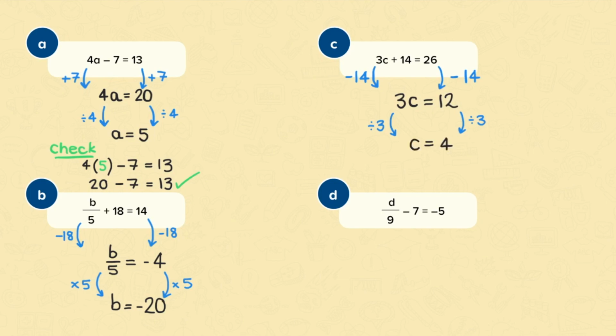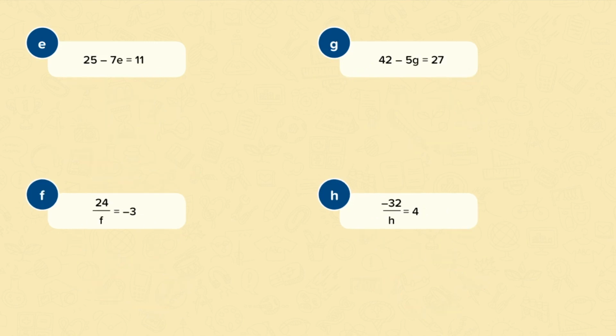Question D. d over 9 take away 7 equals negative 5. First, we add 7 to both sides, so d over 9 equals 2. Then, we multiply by 9 on both sides to find d equals 18. Here are our last 4 two-step equations. I will do the first 2 and you can do the last 2.